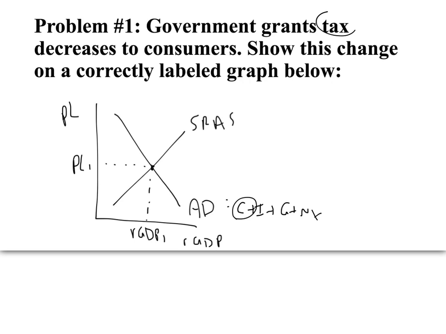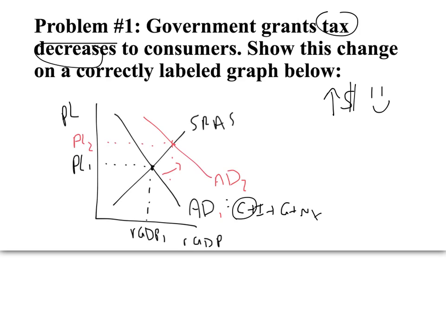Now because taxes go down, they decrease, that's going to mean more money for consumers. That's going to make them happier, and that's going to make them buy more. So when people buy more, aggregate demand increases. So we make AD2, AD1, draw my arrow. And then what we're going to notice is both real GDP goes up, so we're producing more stuff, and we're noticing some inflation. Price level is going to go up.